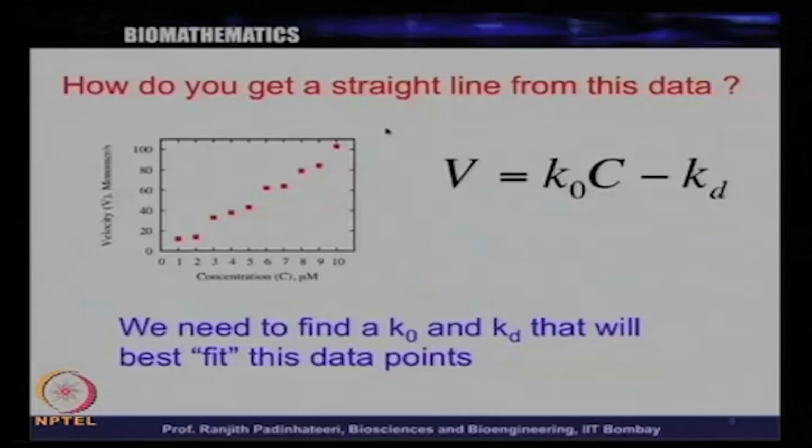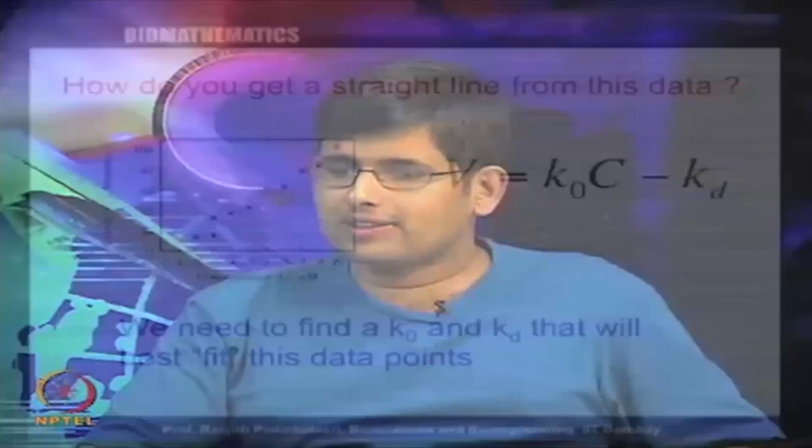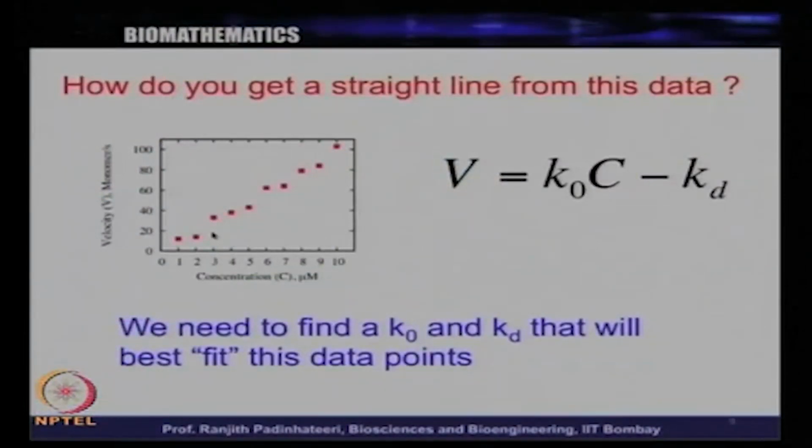So, that is what essentially we are saying here. To get a straight line from this data, we need to find a K0 and a Kd that will fit the best way, that will nicely fit to these data points. Ideally, in an ideal case, we will expect all of them to very nicely go on top of each other in a straight line, but this is not what the reality is. So, we have to say something is best fit. How do we define best fit? How do we define nicely fit?